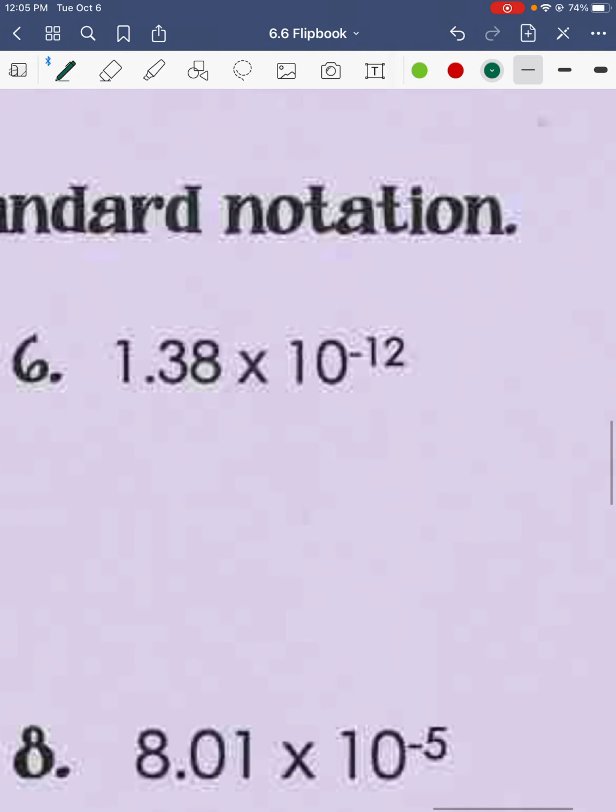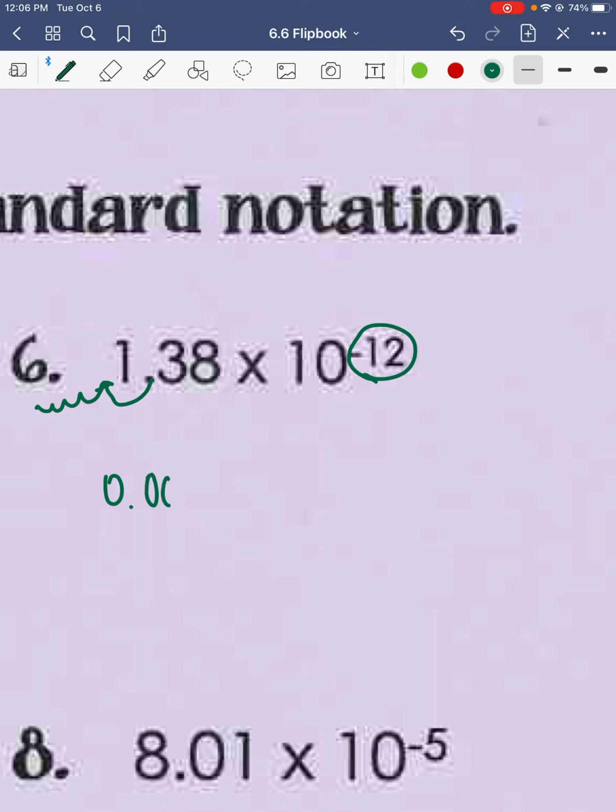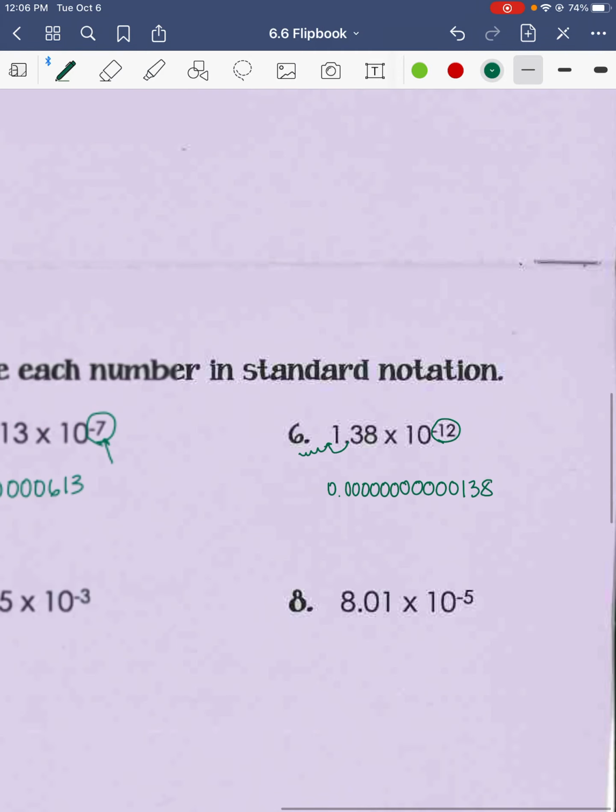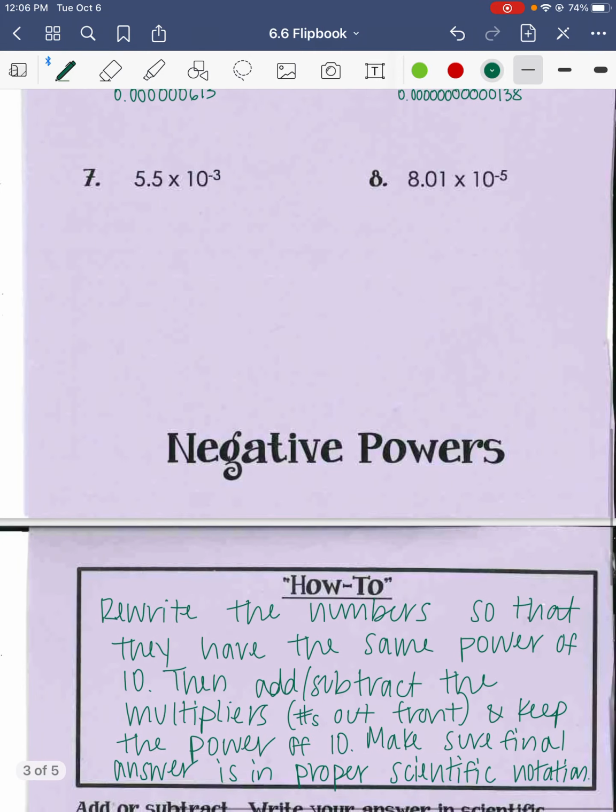Okay, and then for number 6, we have a -12 here. So if we move the decimal once to the right, we'll need to move it 11 more times to get to where the decimal ends up. So if we write our decimal, we have 11 zeros, 1, 2, 3, 4, 5, 6, 7, 8, 9, 10, 11, and then 1, 3, 8. All right, so you do number 7 and number 8.